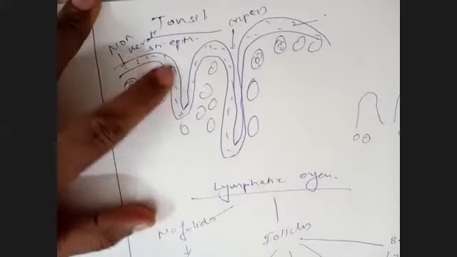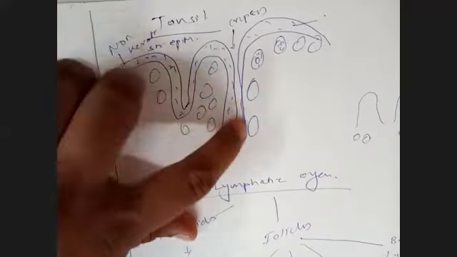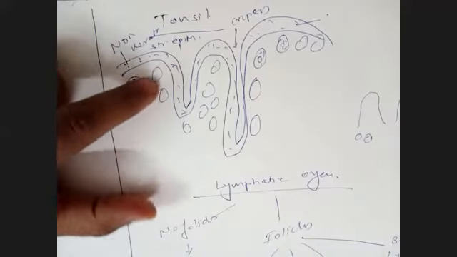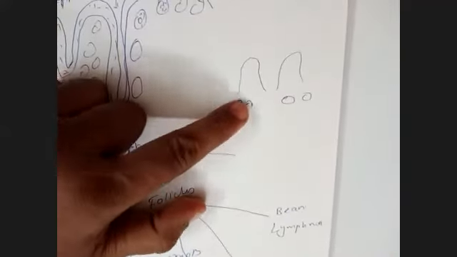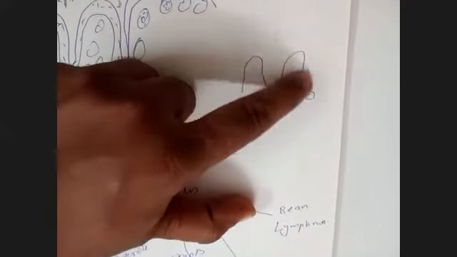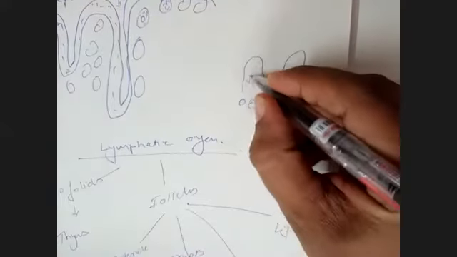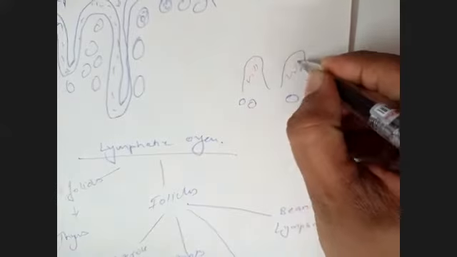The tonsil also looks exactly the same, but there is non-keratinized stratified epithelium, and then there are follicles and tonsillar crypts. Even Peyer's patches look the same with follicles, but then we will see the villi of the small intestine.